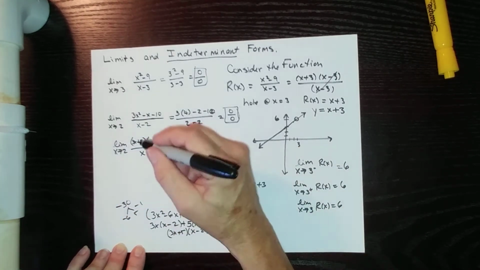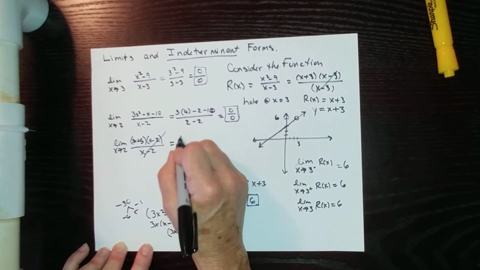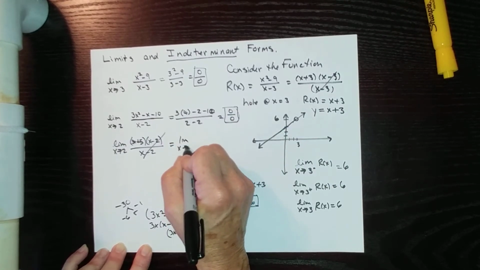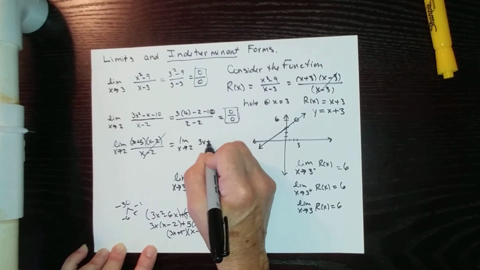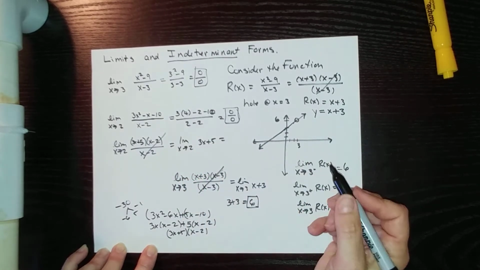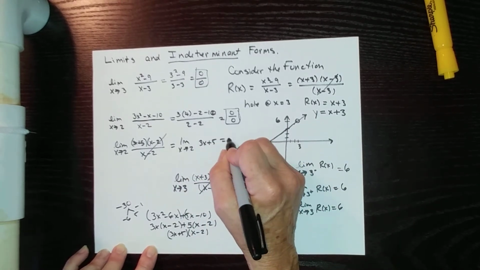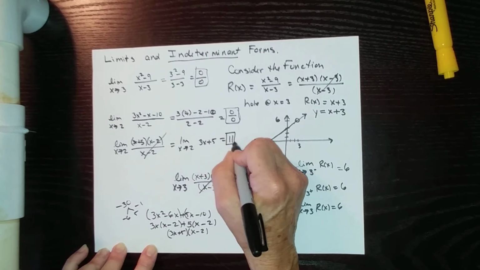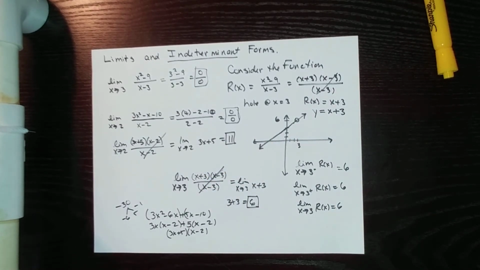All right, so now we get this cancellation. This is equal to the limit as x goes to 2 of 3x plus 5. Now when I plug in the 2, I get 6 plus 5. The limit is 11. All right, so that's something you can do when you just straight plug it in and you get an indeterminate form.